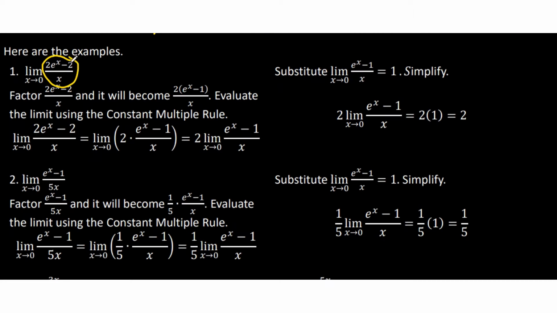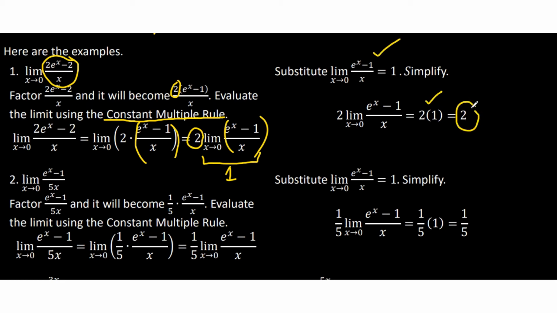Here, makikita natin na pwede natin i-factor out ang 2. No? Pwede natin ilabas ang 2. So that ang matitira is e raised to x minus 1. And according to the constant multiple rule, okay, ilalabas mo ang 2 at papalitan mo ngayon ito ng kanyang equivalent, which is 1. So, yan na siya. Okay? So, 2 times 1 will become 2.